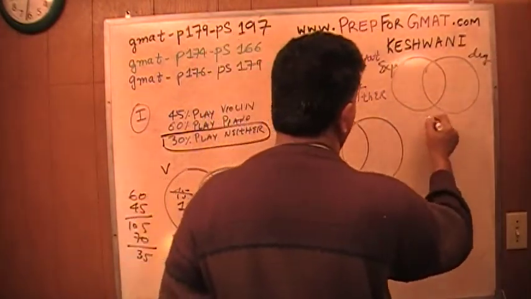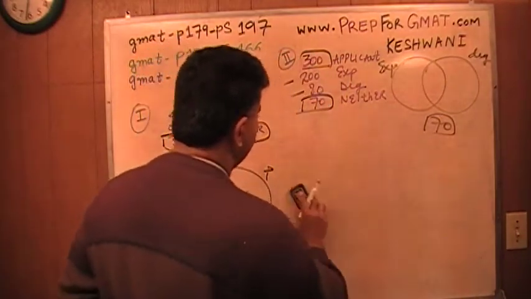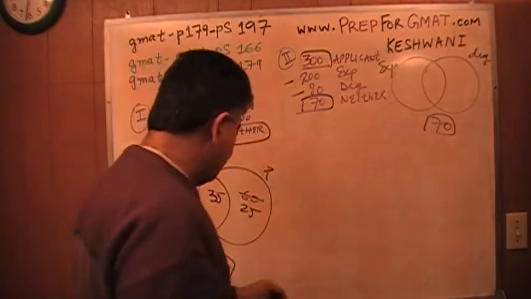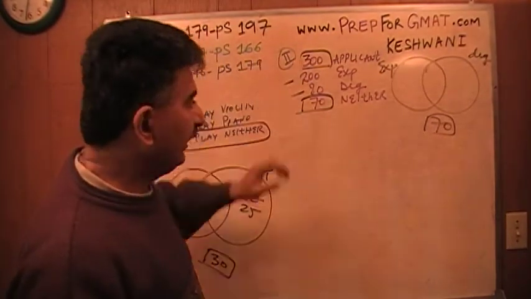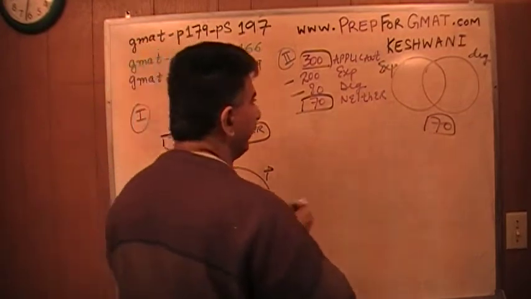70 people have neither, so I'm going to put them outside. The remaining has to be 230 because altogether there are 300. And since I add these two up, I get 280, which means 50 people are being double counted. I'm going to put 50 in the common area.